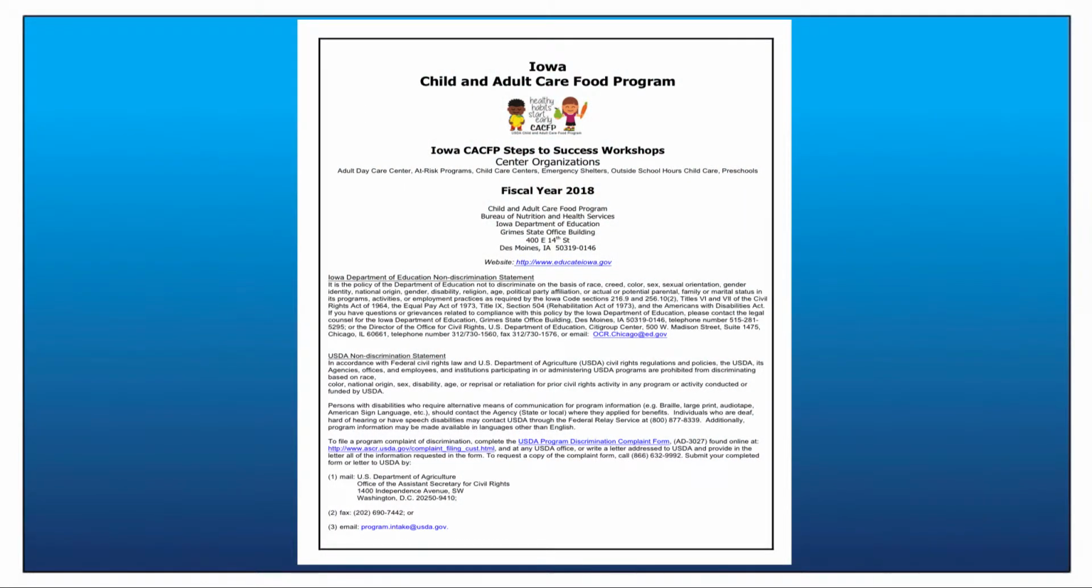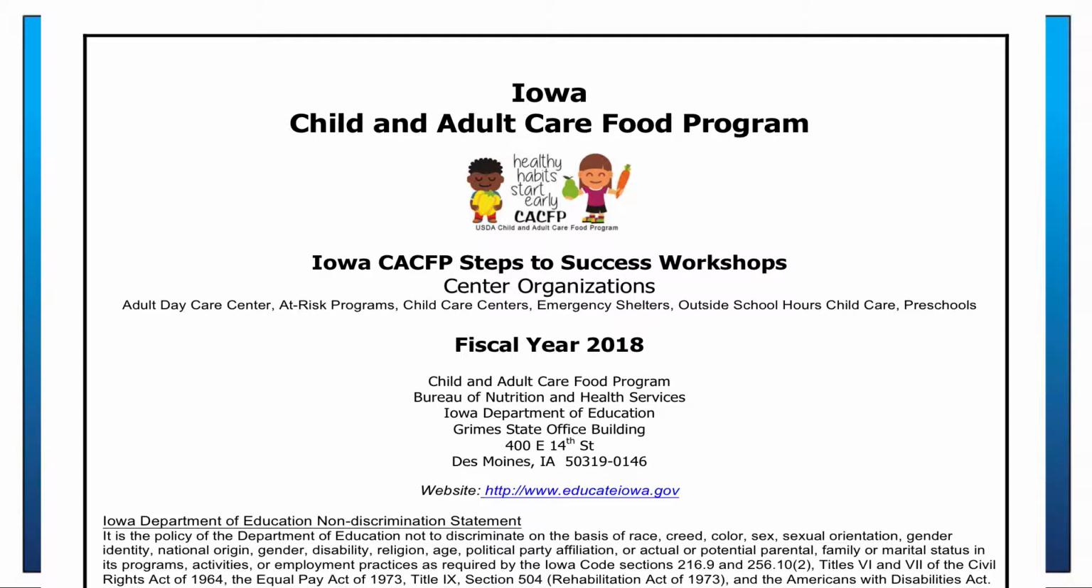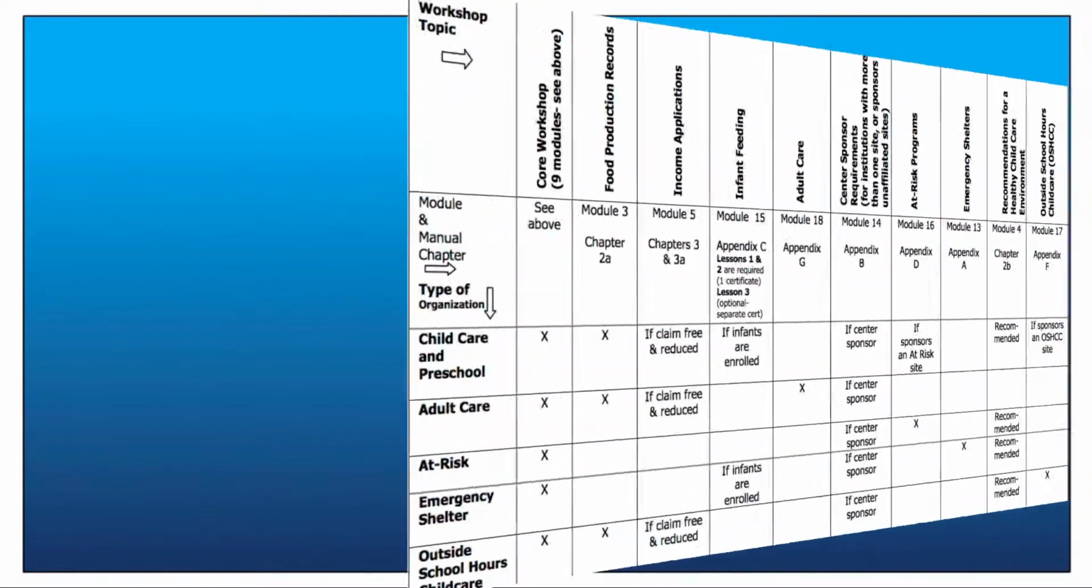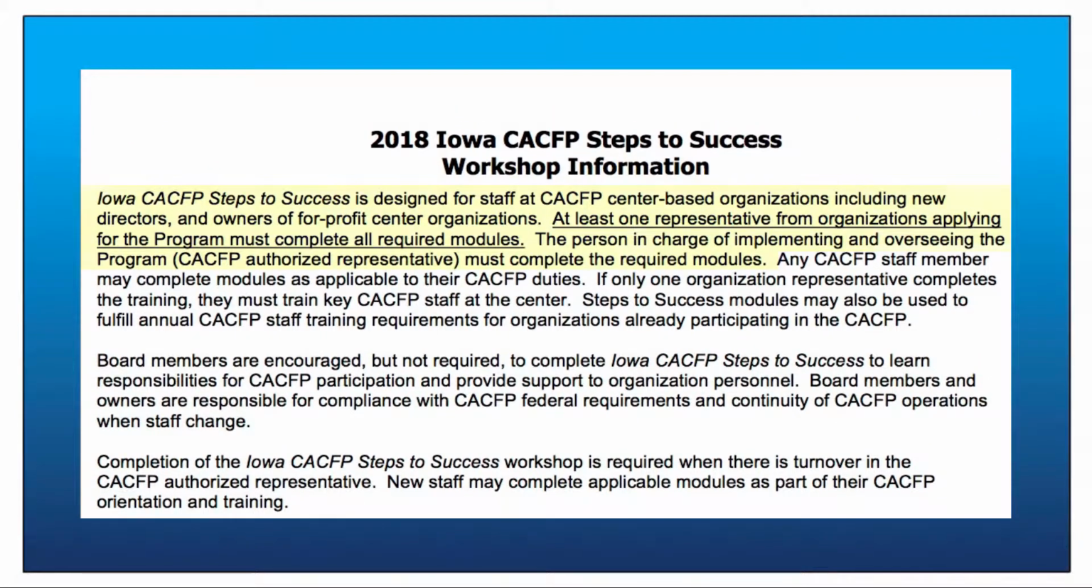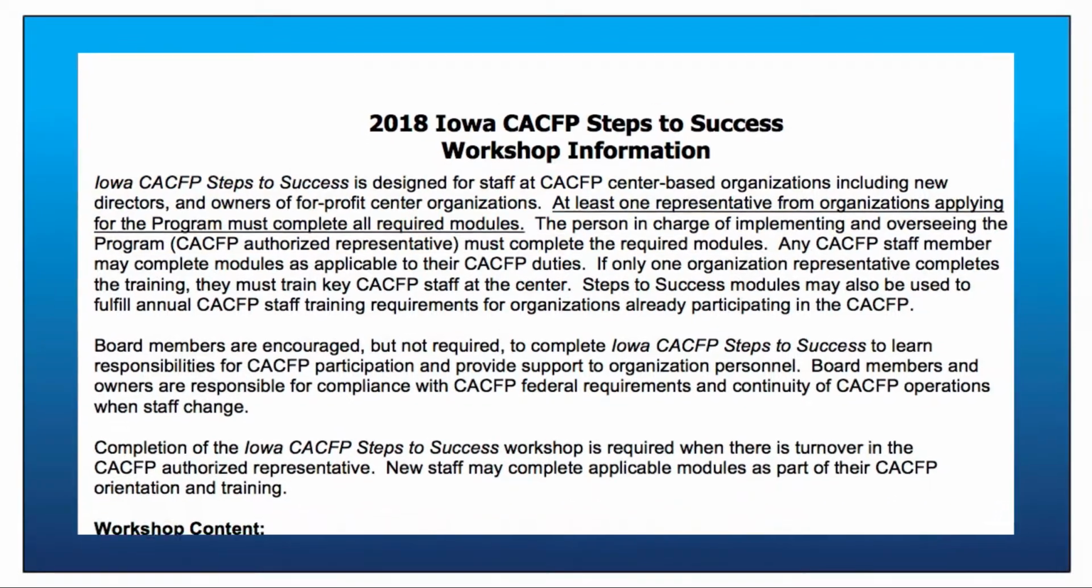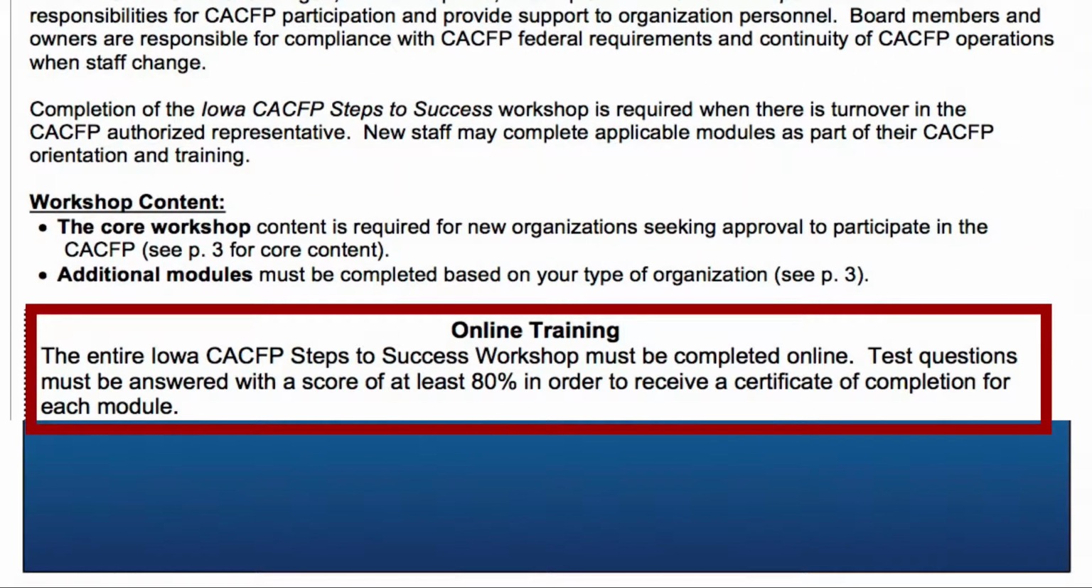The first step is to have at least one person from your organization complete all applicable modules of the CACFP Steps to Success workshop. The required modules for your type of organization are listed on page 3 of the training flyer included in the application packet. The person designated as the authorized CACFP representative and the owner, if the organization is for-profit, must complete the training. Since you are completing this module, you have successfully started this process. In order to receive a certificate of completion, participants must achieve a score of 80% or higher on the quiz at the end of each module.